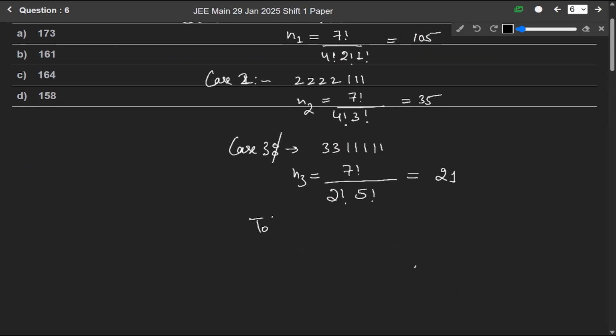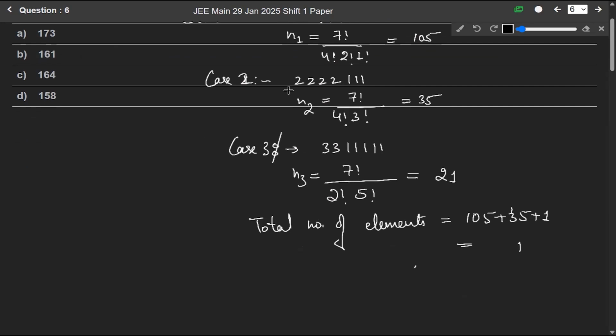Okay. So total number of elements in set P, just add them. So when we add them, we get 105 plus 35 plus 21. Okay, so it will be 5, 5, 10, 1, 11.